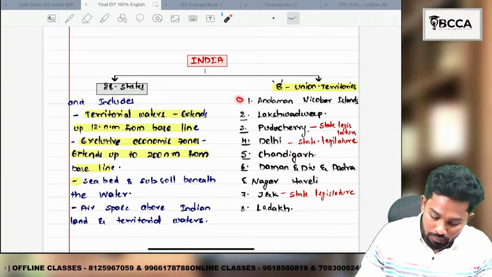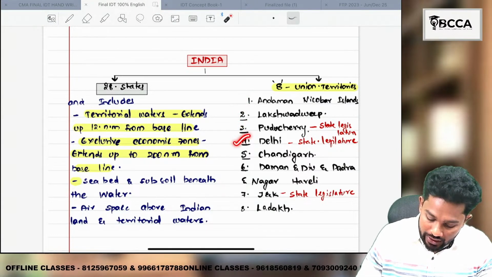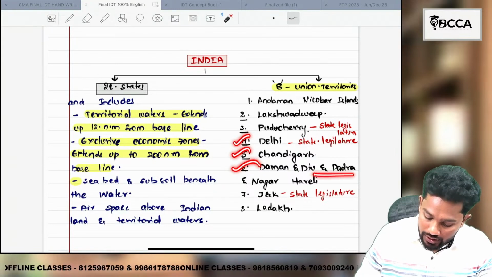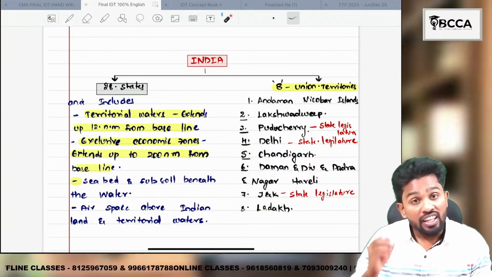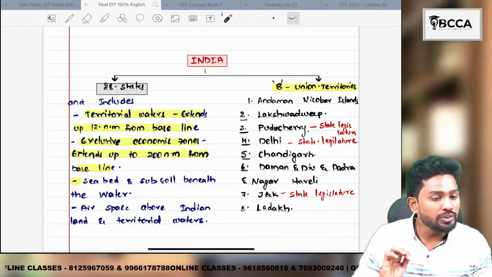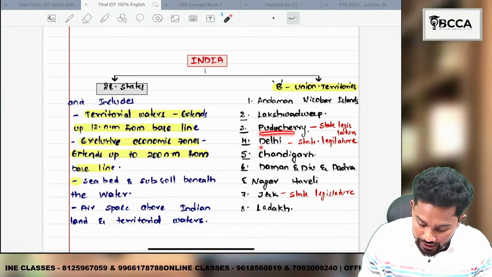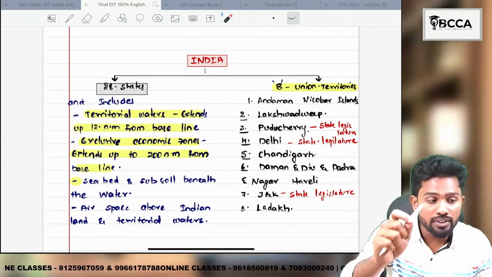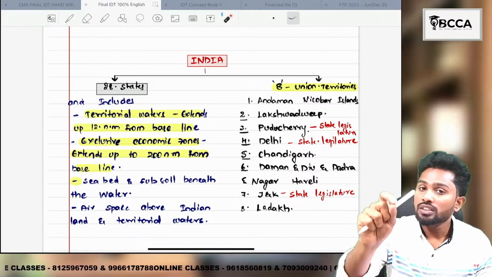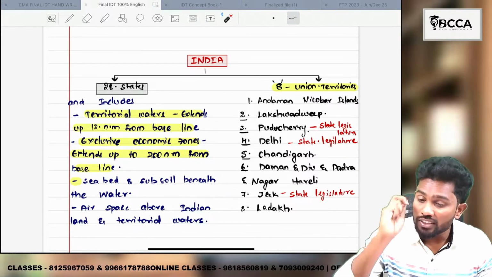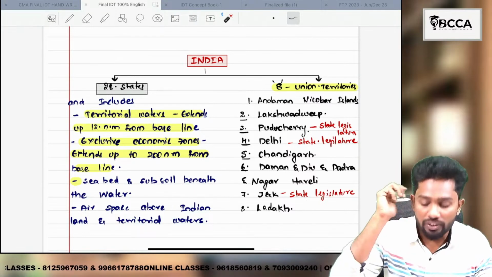8 union territories: Andaman Nicobar Islands, Lakshadweep, Puducherry, Delhi, Chandigarh, Daman and Diu, Dadra and Nagar Haveli, Jammu and Kashmir, Ladakh. But out of these 8 union territories, there are 3 union territories which are having separate state legislature: Puducherry, Delhi and Jammu and Kashmir. Remember this. If it is a general knowledge question, there are 8 union territories. But if it is related to GST, how many union territories are there? There are only 5 union territories.